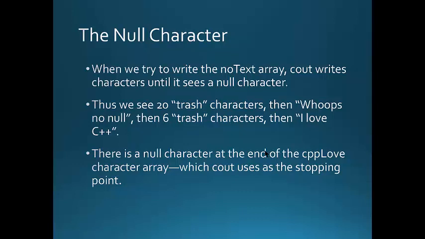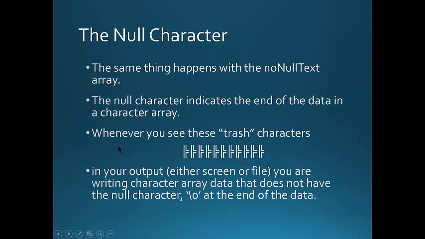So when we try to write to no, this just basically explains what happens. If there's no null character, it just keeps going on. And you see these trash characters. They're not really trash characters, as I showed you with the ASCII list. They're specific ASCII codes. It's just that whatever you have as numbers there is what gets interpreted as a character.